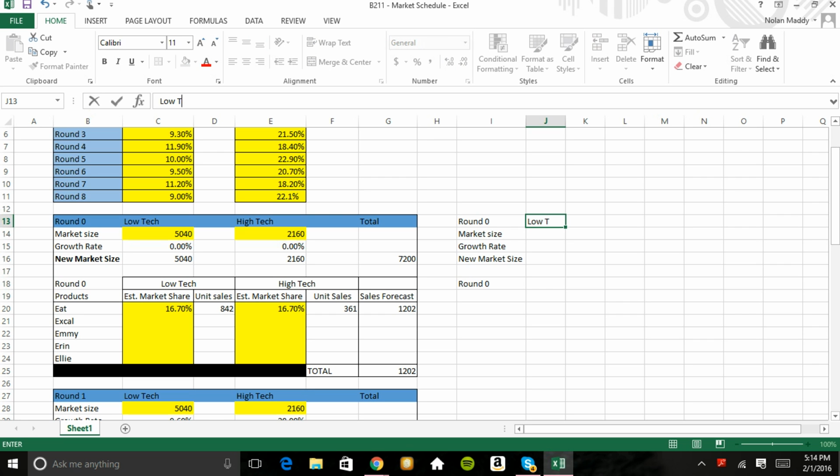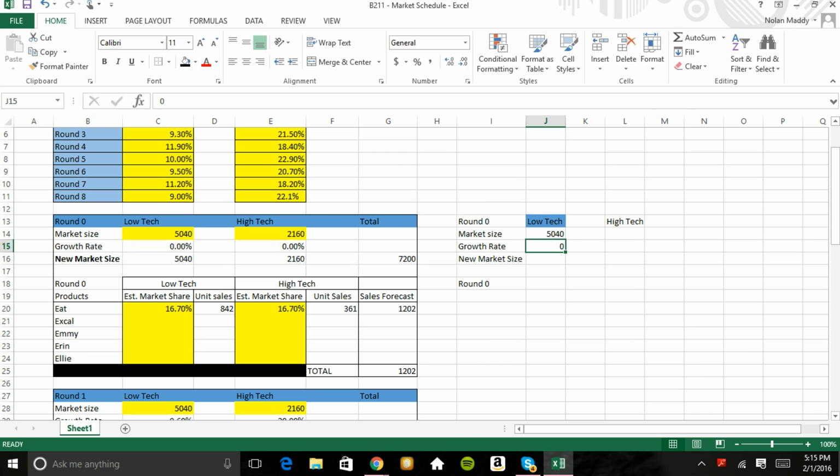Our low tech, and then our high tech. And that's the whole market. So this is going to go over every customer in the market, and that's given to us on the fast track report. So we already have that number. So we know for a fact that there are 5,040,000 customers in low tech. The growth rate for round 0 is obviously 0 because that's already given to us.